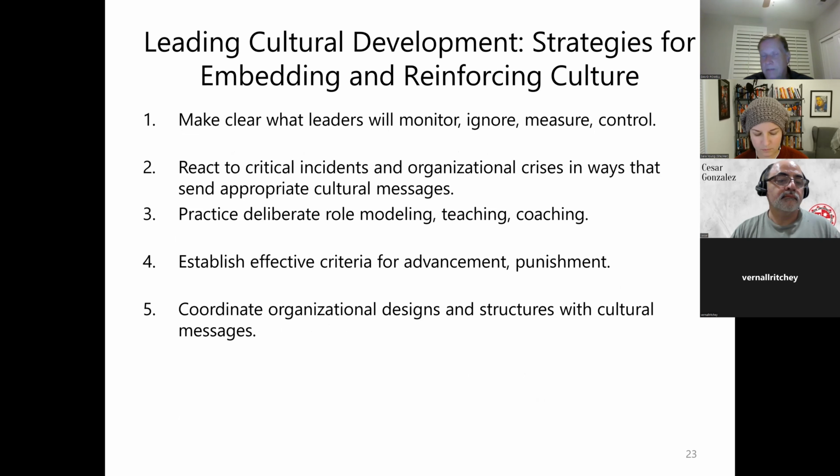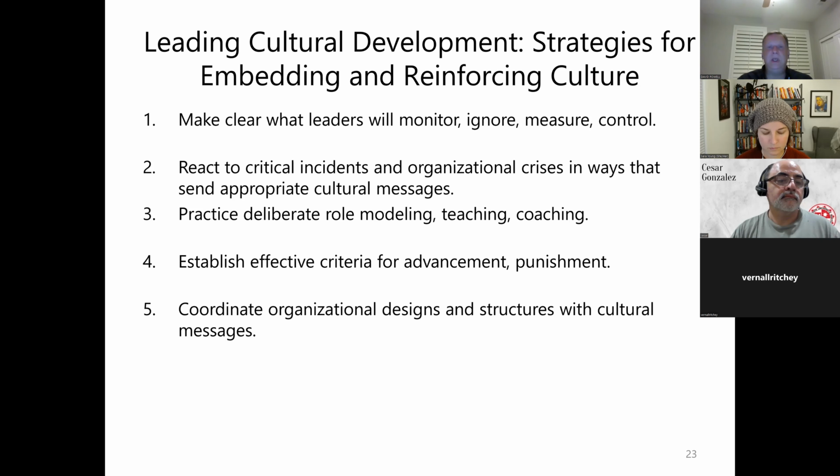They can make it clear what the leader monitors, ignores, measures, and controls. Again, this is that role modeling type of social learning, social exchange theory. How they react to critical incidents and crises will send messages to employees about what is valued in that organization. Role modeling, teaching, coaching, and mentoring, establishing criteria for advancement and punishment so people know why they're being advanced, why they're being punished, coordinating organizational design and structure with those cultural messages.